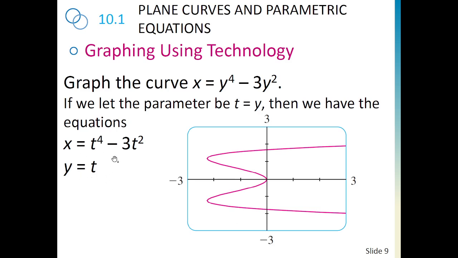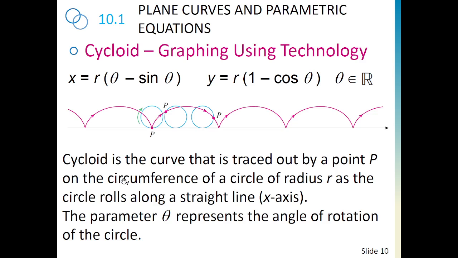Now, how do we write it as a parametric equation? Well, we can just identify one of the variables as t. In this case, it is convenient to call y equal to t, and then x is another expression in terms of t. So this gives us two parametric equations, and the parameter is t. This is just a simple example of how to rewrite it, nothing special there.